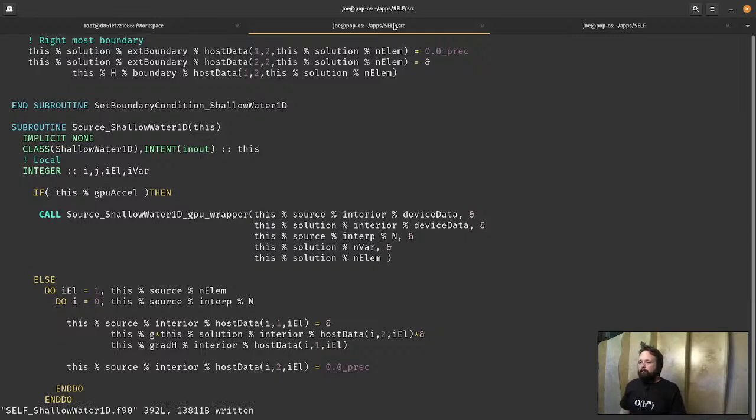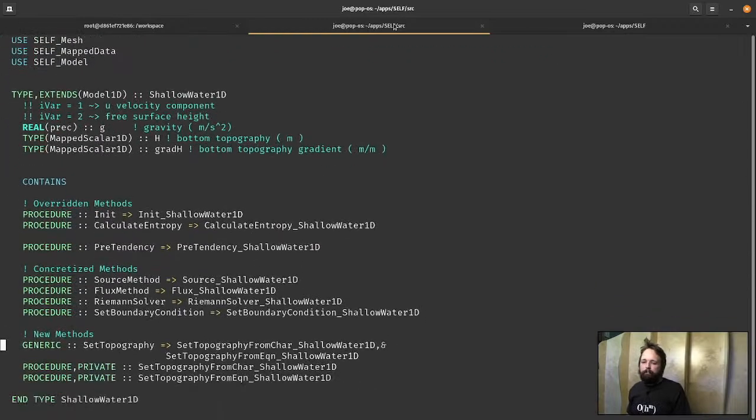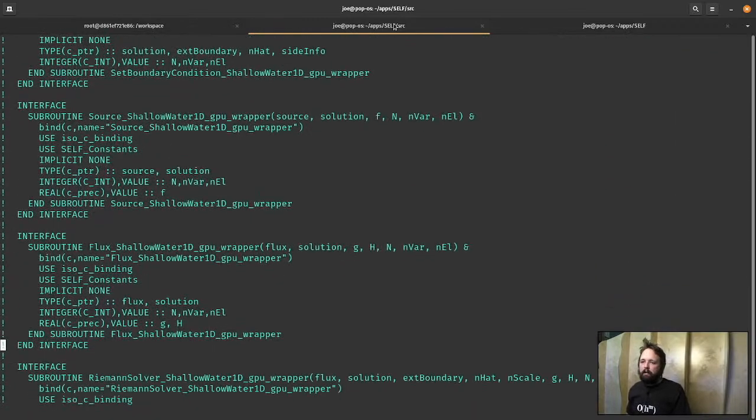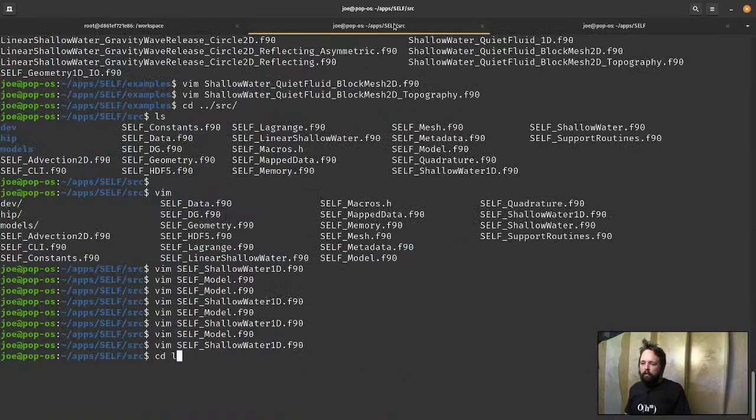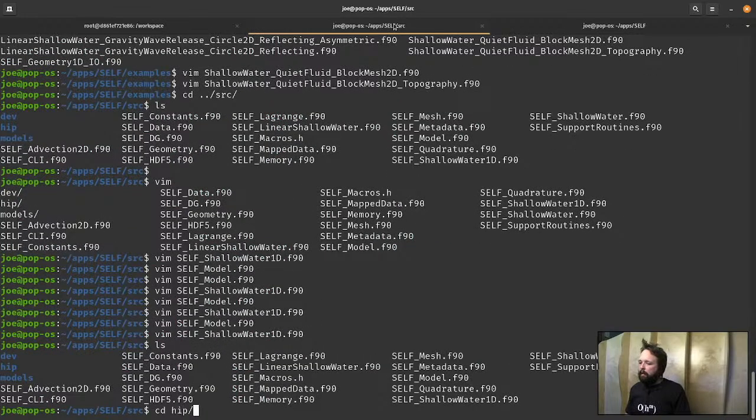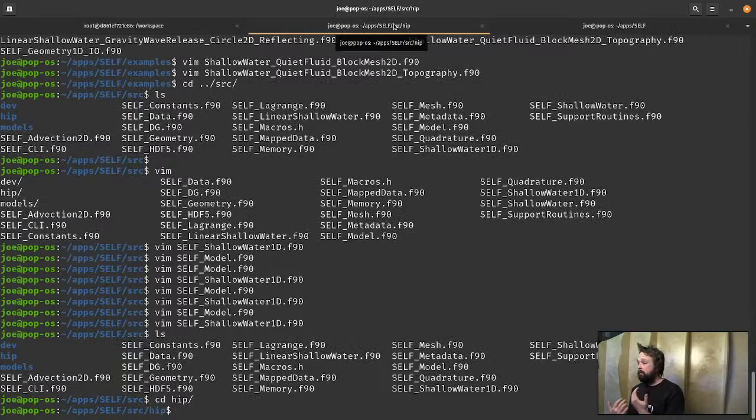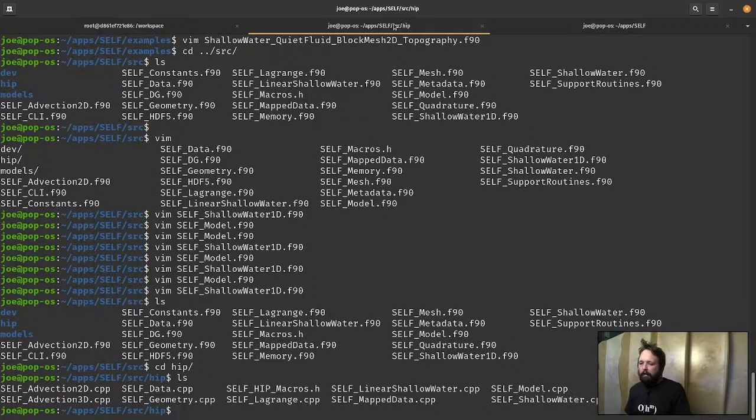Okay, so that's what we'll have there. Let me go back up, and so what's going to happen next is what we need to do. In Self, the way I've organized this is underneath the source directory, there's a directory called hip, which is where we're going to put essentially C++ code that defines hip kernels that allow us to run on both AMD and NVIDIA GPUs.